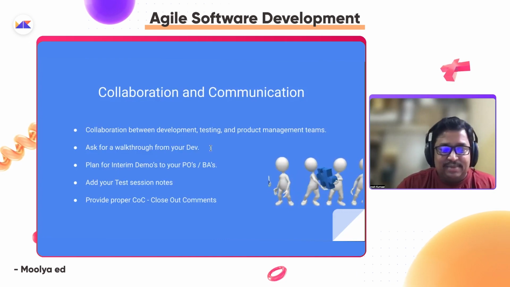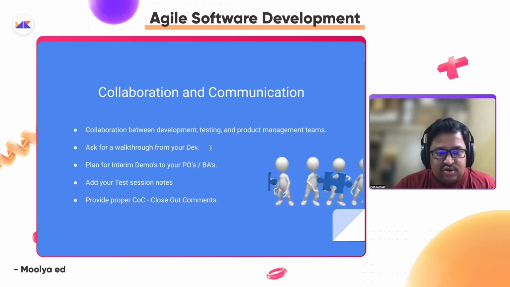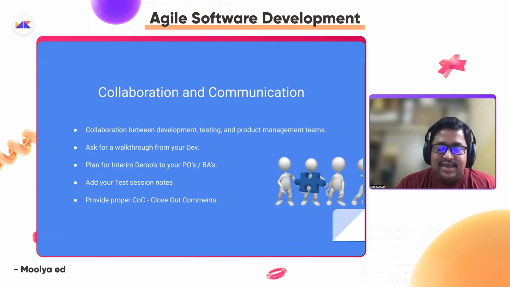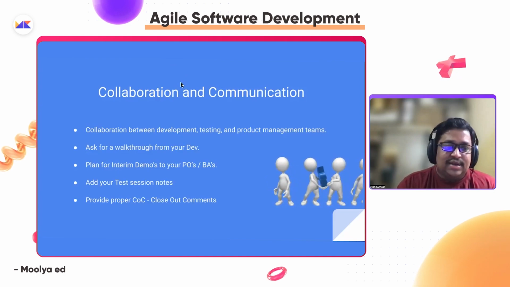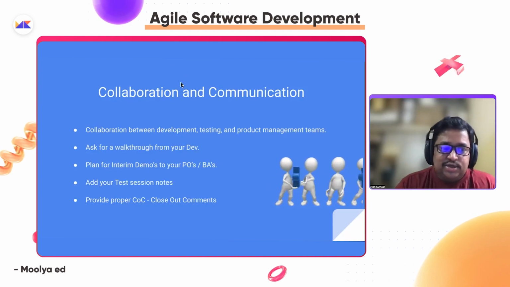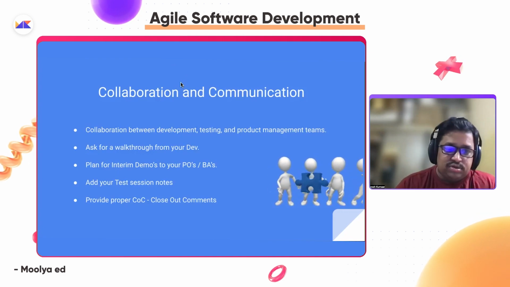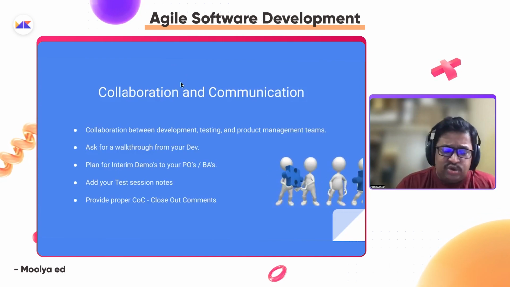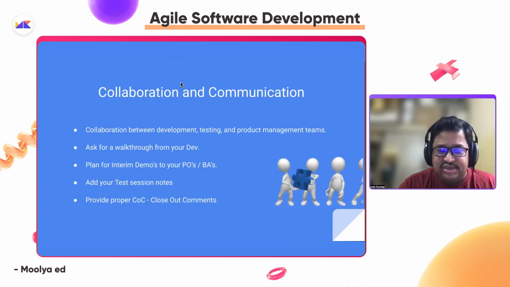So during this interim demo, you can explain all the things you have already covered, and raise all these questions to your PO and BA. They may also understand, and you all will be on the same page, so that will give clarity for the whole team as well. So during the sprint review, there will not be many questions. If you have interim demos, that will be really helpful, especially when you have something like API and UI user stories. Most of the times you need to do this interim demo.